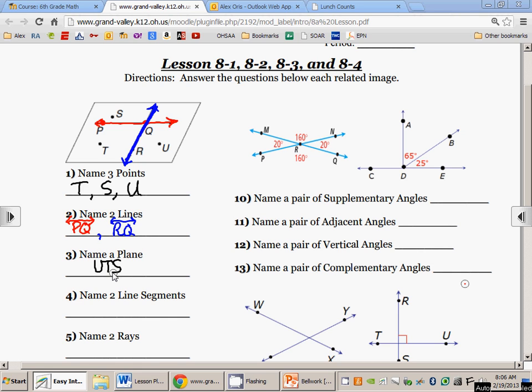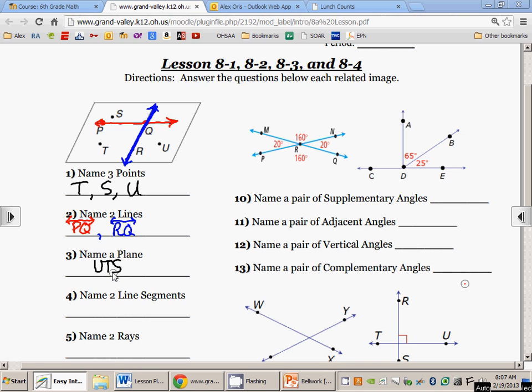Because to me, those look like the same 3 points we used in number 1. The difference is, in number 1, we put a comma in between representing 3 separate points. But in number 3, we named a plane using 3 points on the plane, and there's no symbol. Okay? And that's it. Plane UTS.